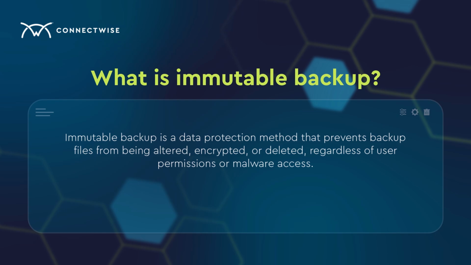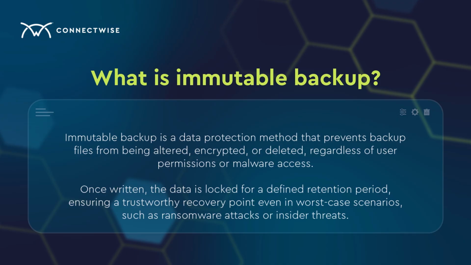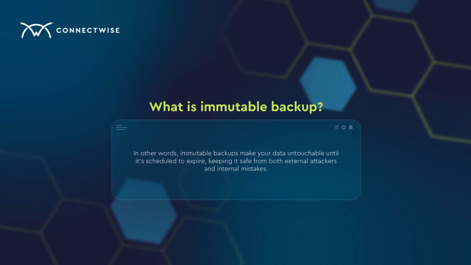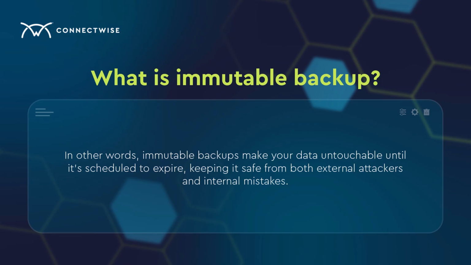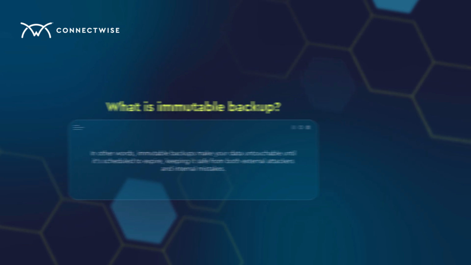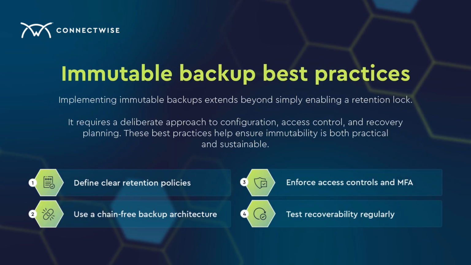What is immutable backup? Immutable backup is a data protection method that prevents backup files from being altered, encrypted, or deleted, regardless of user permissions or malware access. Once written, the data is locked for a defined retention period, ensuring a trustworthy recovery point even in worst-case scenarios, such as ransomware attacks or insider threats. In other words, immutable backups make your data untouchable until it's scheduled to expire, keeping it safe from both external attackers and internal mistakes. Immutable backup best practices.